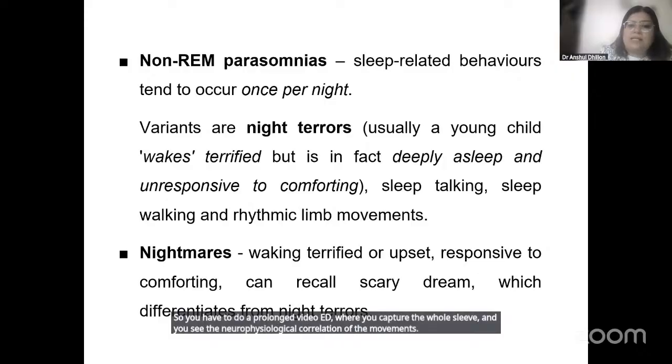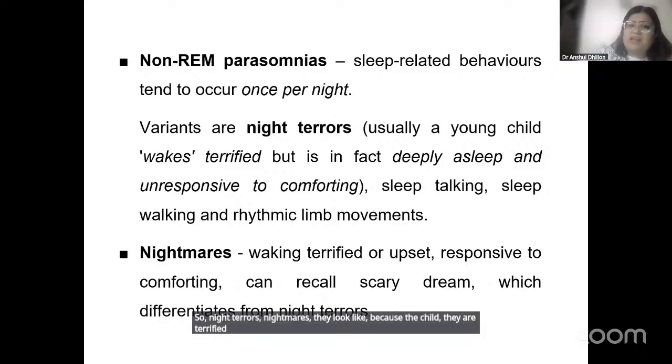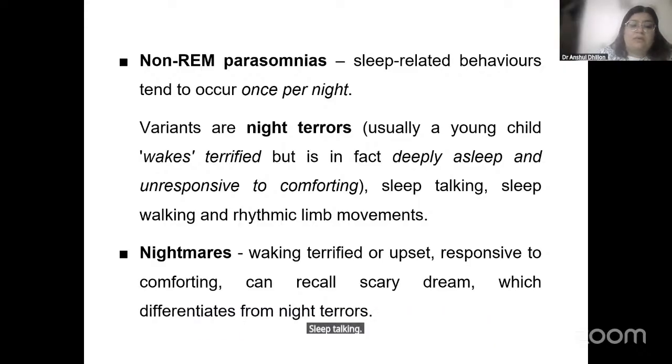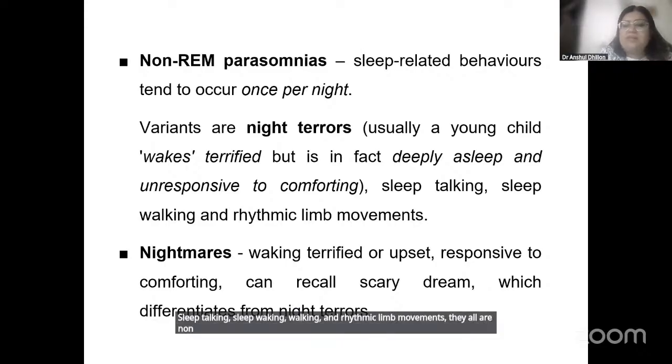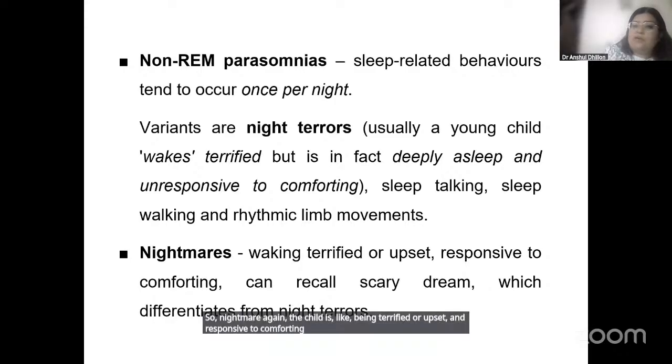So night terrors: the child wakes up terrified, was deeply asleep, and is not comforted by talking to the parents or by offering milk, nothing. The child is totally crying and then goes back to sleep. Sleep talking, sleepwalking, and rhythmic limb movements are all non-rapid eye movement parasomnias, but again, it is very difficult. Nightmares: the child wakes terrified or upset, is responsive to comforting, and can recall a scary dream, which differentiates them from night terrors.